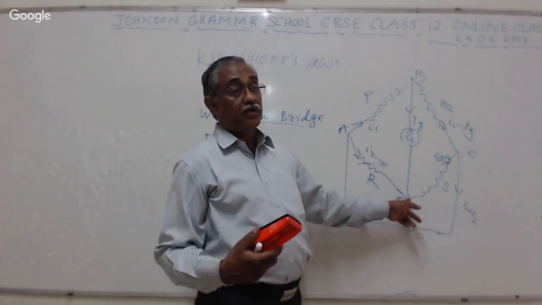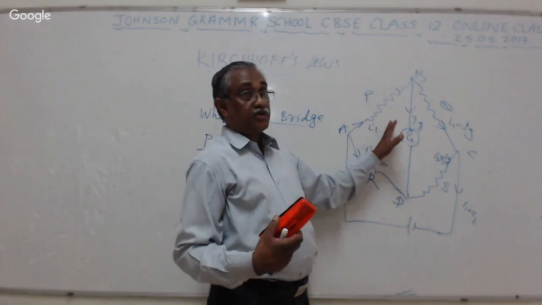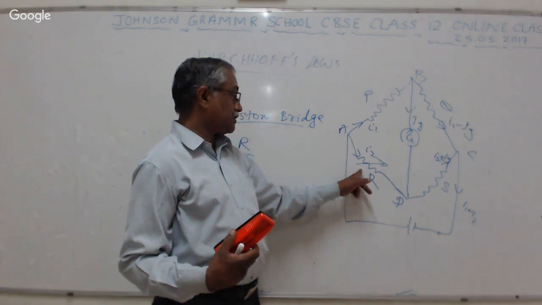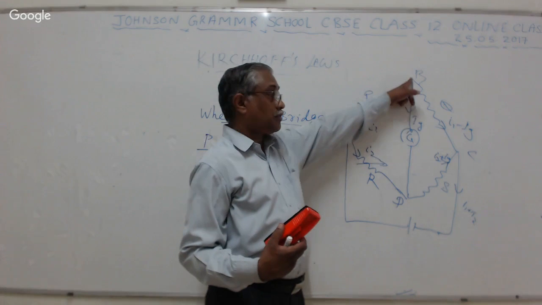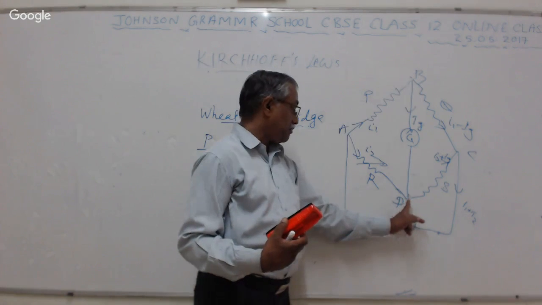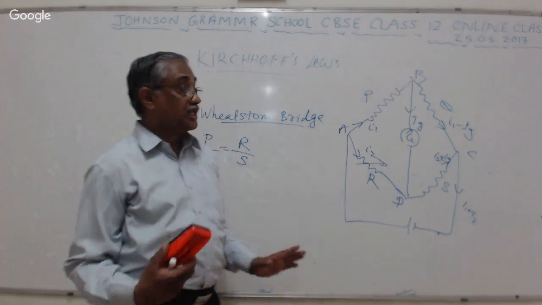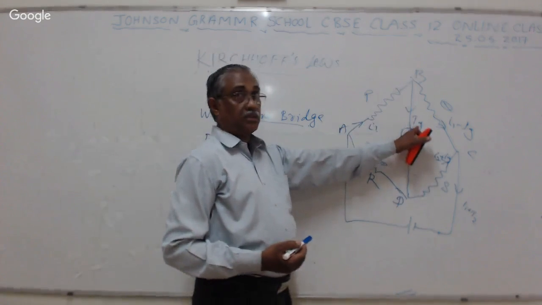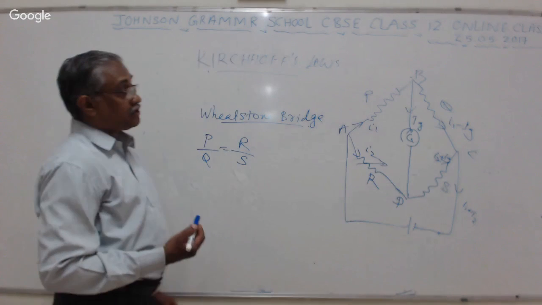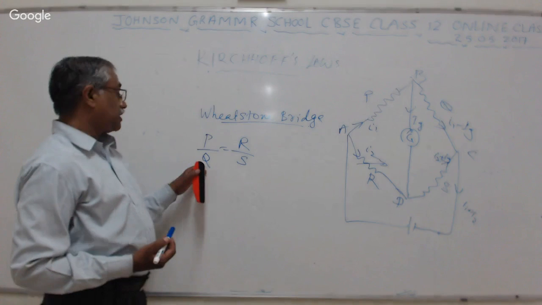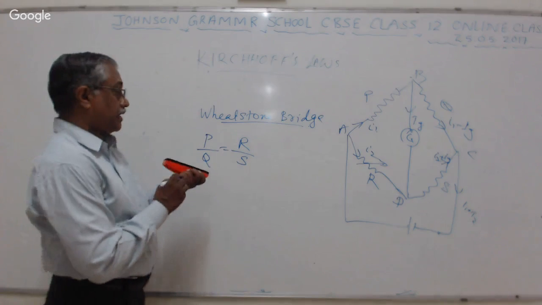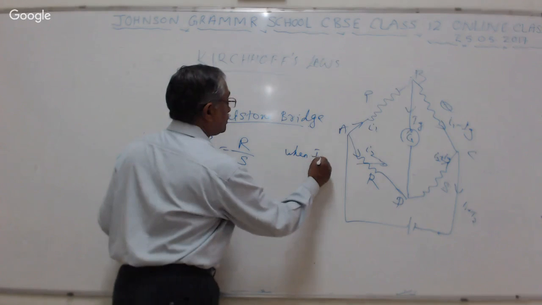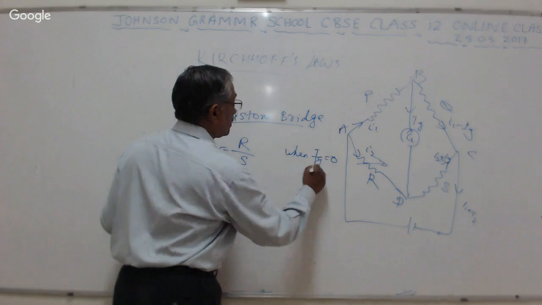For the flow of current, we need a potential difference. Without potential difference, current will not flow. So this resistance is adjusted in such a way that there is no potential difference between B and D, or B and D are having the same potential. So therefore, if the condition of current passing through the galvanometer is zero is satisfied, then we can say that P by Q is equal to R by S when IG is equal to 0. Okay, so this will be it.